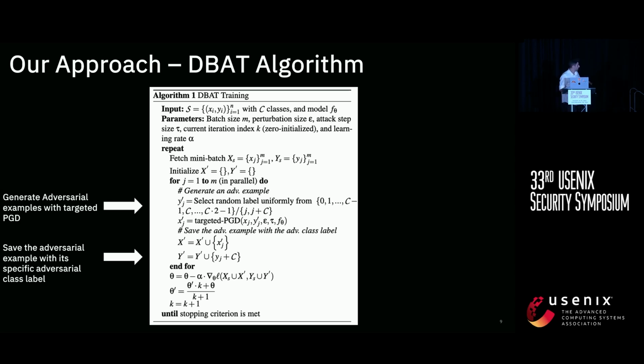This is the complete algorithm of DBAT. It's a very standard adversarial training algorithm. We have, again, two main changes. One is to generate the adversarial example with targeted PGD, where we exclude the classes that we try to attack. And the second change is to save the adversarial examples with their specific adversarial class label.